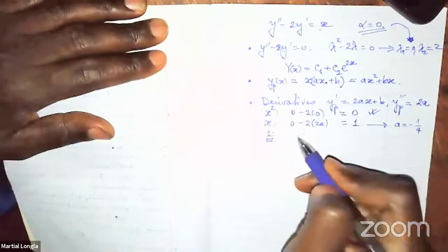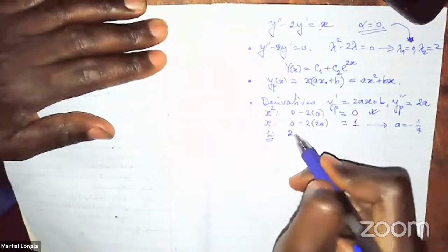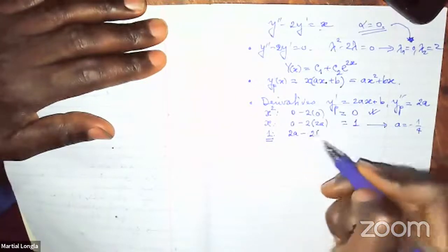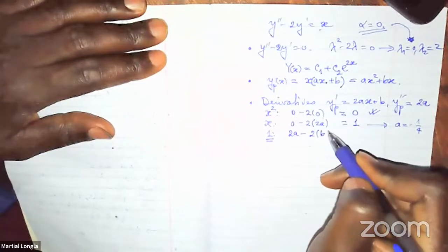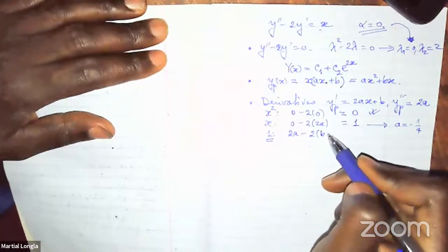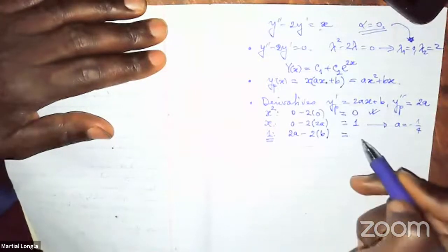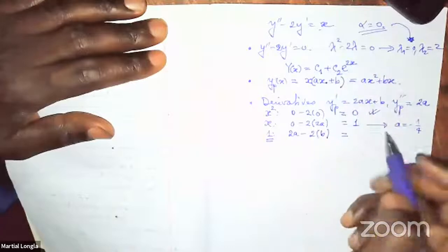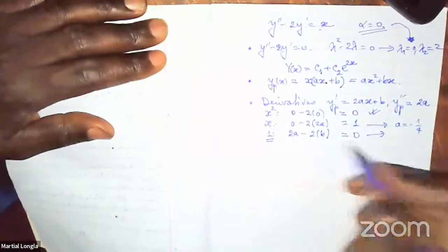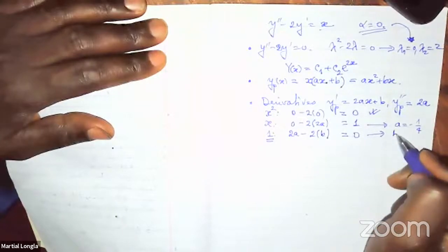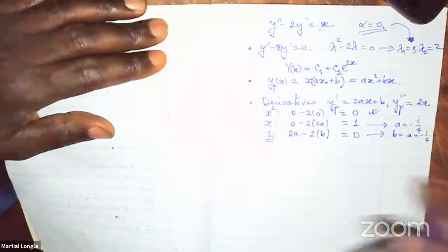Second derivative: 2a. Minus twice, and the original function? B. No, the first derivative, not the original function, right? The derivative. Equals the right-hand side, 0. And then you get b equals a, and a is negative 1/4. So everything is negative 1/4.